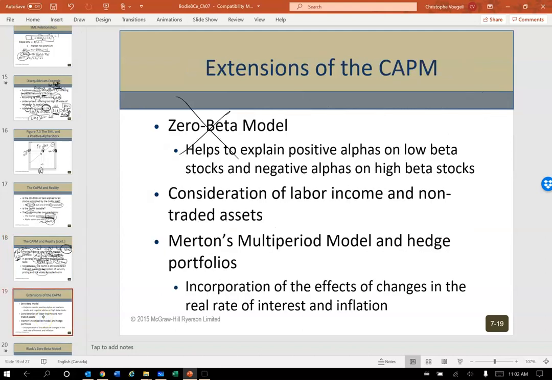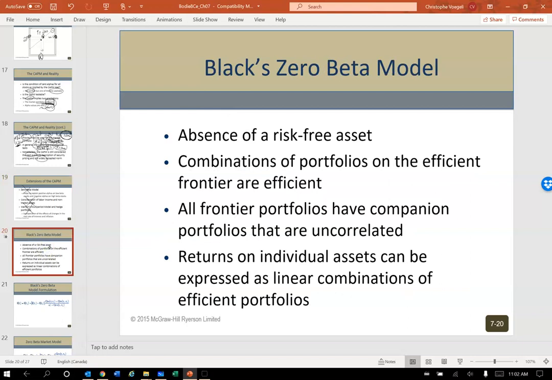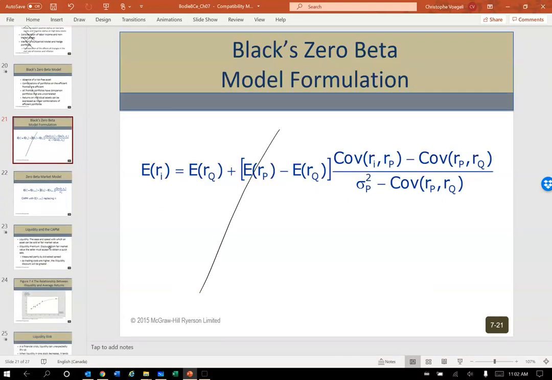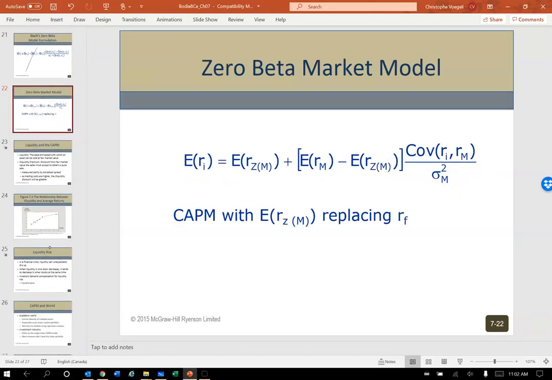Extensions, I don't want you to worry about this too much at all, actually. Same thing here. This is getting a little bit complicated. So I'm going to skip all of these things. So save your trouble for the textbook. Maybe skim it if you really enjoy the content, but I wouldn't worry too much. Same thing with Black's zero beta model. I also don't want you to worry too much about this. So we can disregard that. This is the same.